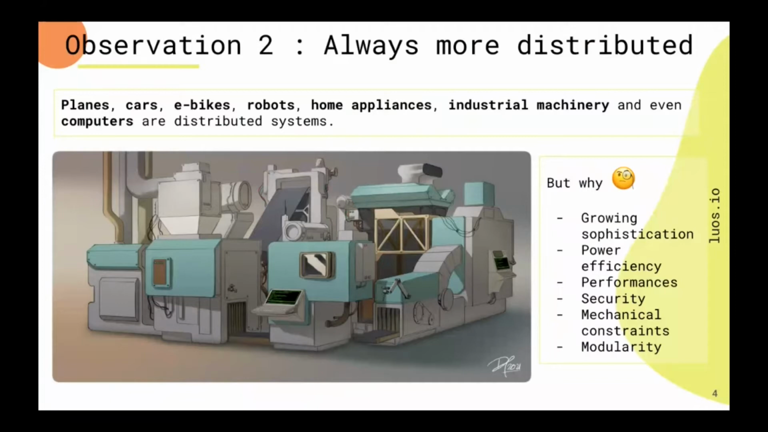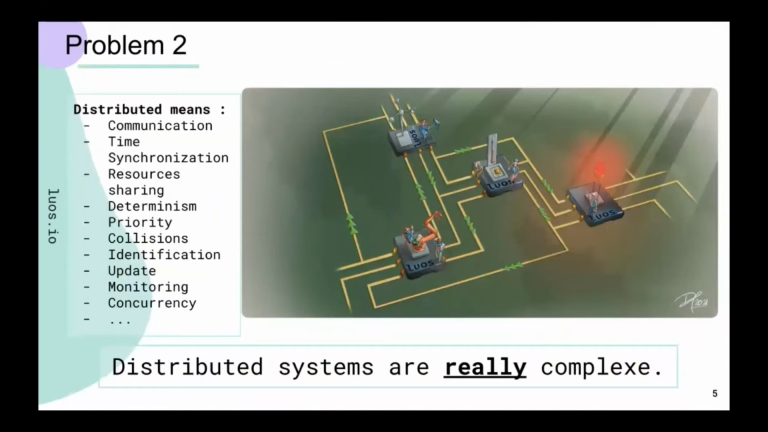But this distribution means a lot of complexity, because you will have to deal with communication between boards and microcontrollers, time synchronization, resource sharing, and determinism. You have to manage collisions and priority. And there is a big amount of work just to start developing the behavior of your machine. It's extremely complex. So how do we solve it?